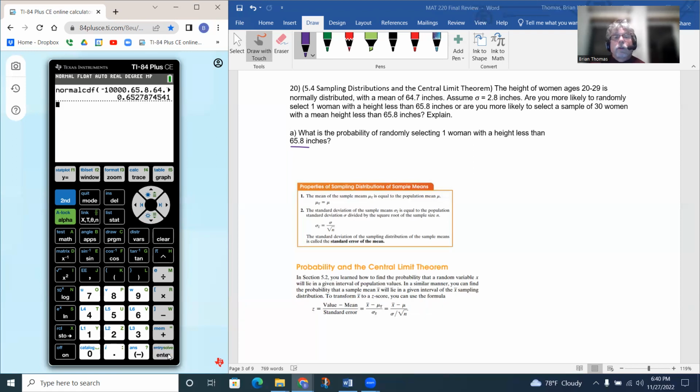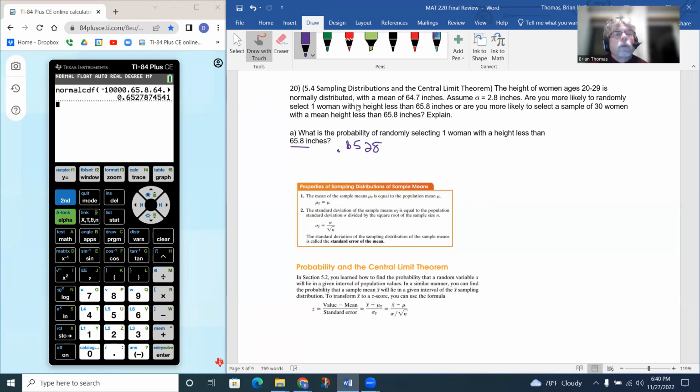So we get this number here. If we round this to 4 decimal places, we would have 0.6528. So 0.6527 up to 0.6528 would be the probability. So around 65% of selecting a woman with a height less than 65.8 inches.